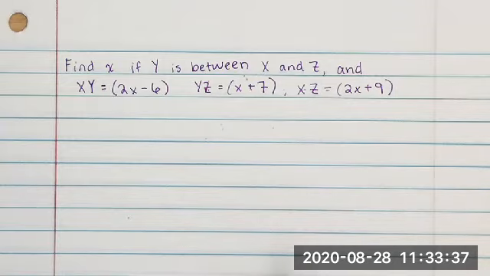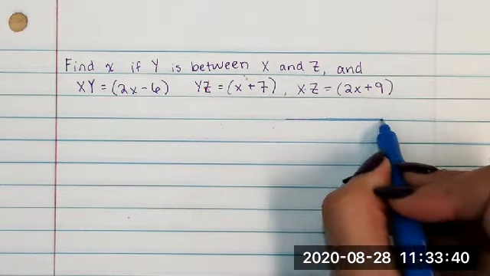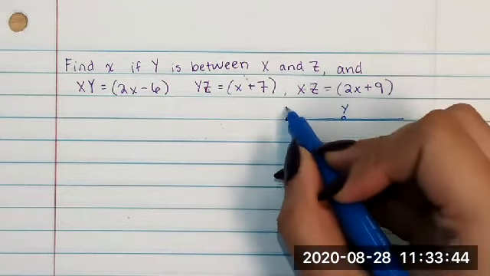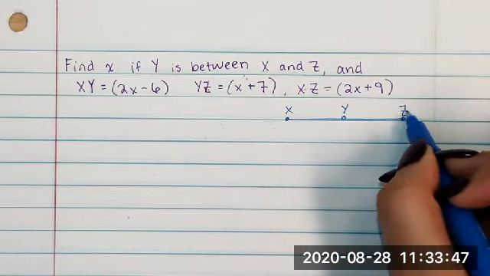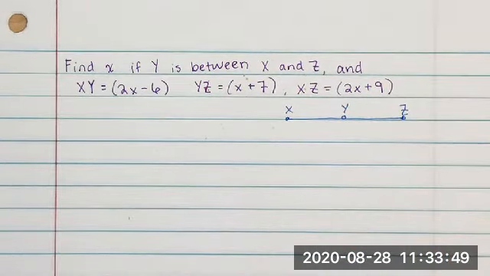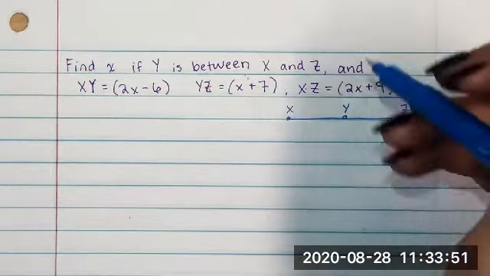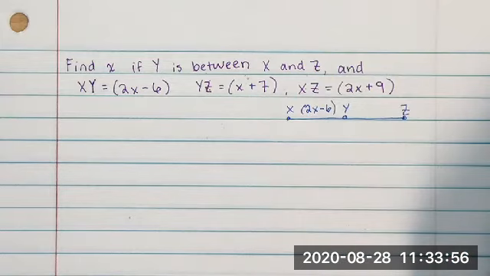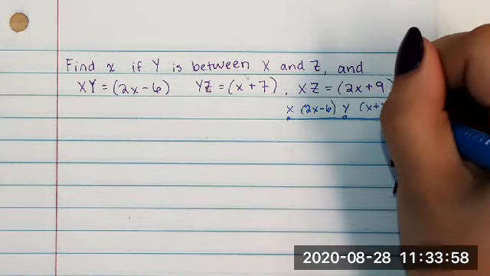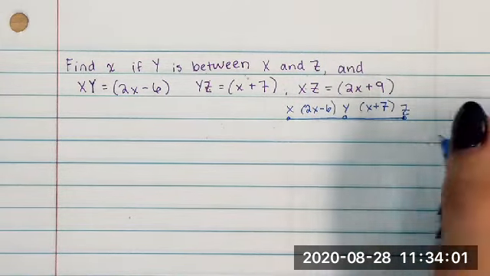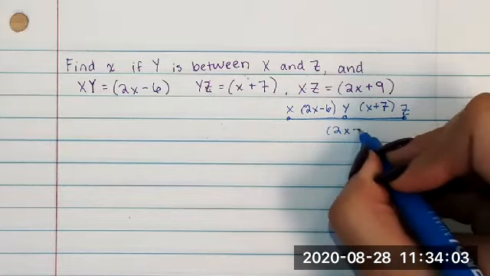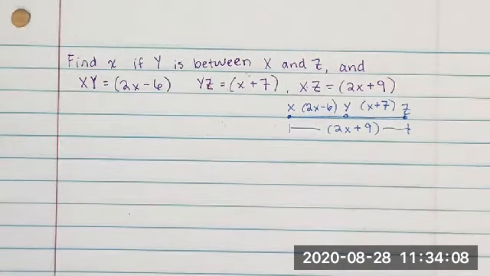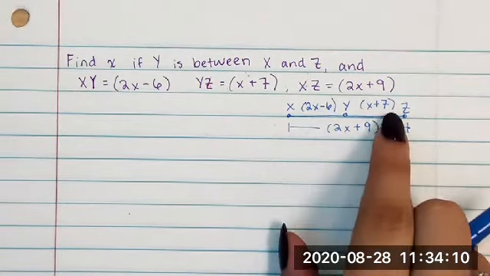So, okay, I'm talking about a line. And on this line, y is in the middle of x and z. They're not quite in the middle, but between. From x to y is 2x minus 6. From y to z, I have x plus 7. And from x to z, 2x plus 9. So now I'm able to very clearly see my parts and my whole.